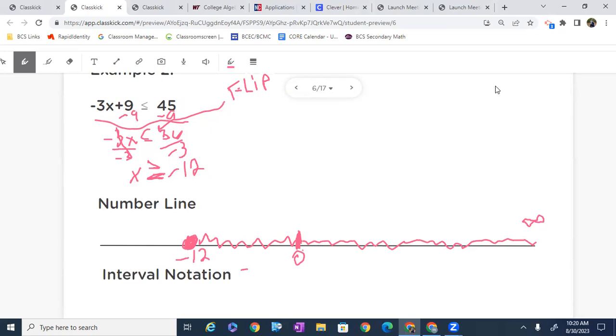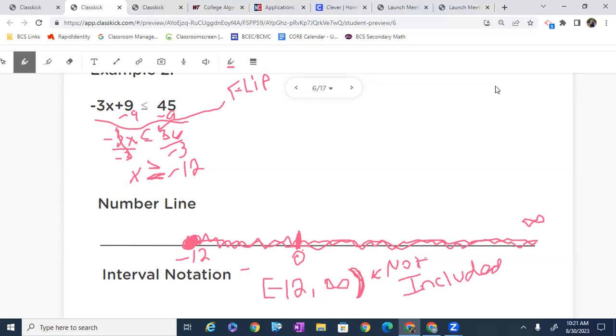We're going to write this solution set in interval notation. And what that means is we are going to start with the number negative 12. We are going to use a bracket because a bracket indicates that the answer is included. And then we are going to shade this graph all the way up to infinity. So I'm going to write infinity, and I'm going to put a parentheses. Remember that a parentheses just means that it is not included. And the bracket means that it is included in the set.